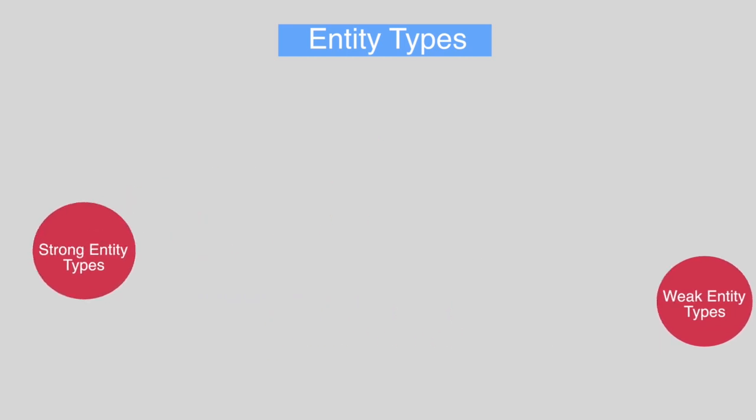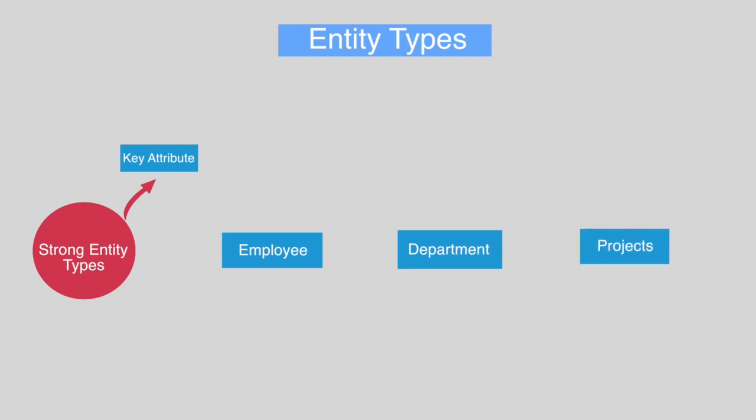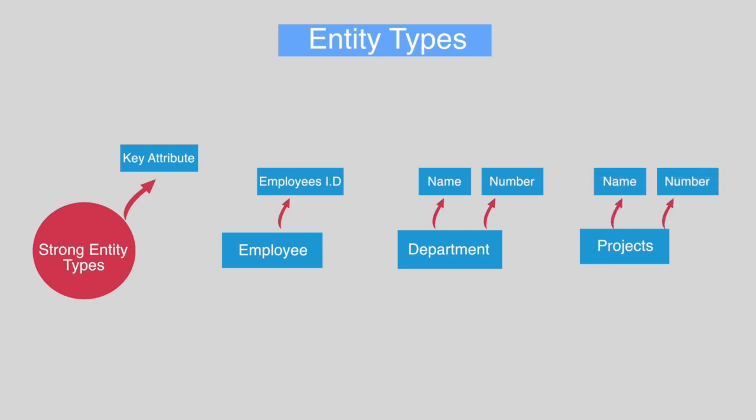There are two kinds of entity types: strong entity types and weak entity types. Strong entity types have a key attribute. For example, employee, department, and project are strong entity types. The employee entity has a key attribute employee identification number. The department entity has key attributes name and number. The project entity has key attributes name and number.